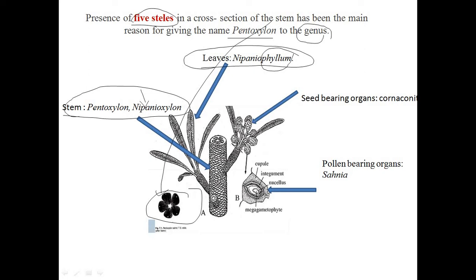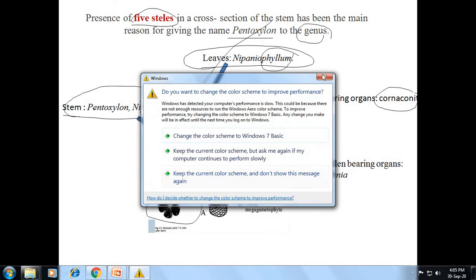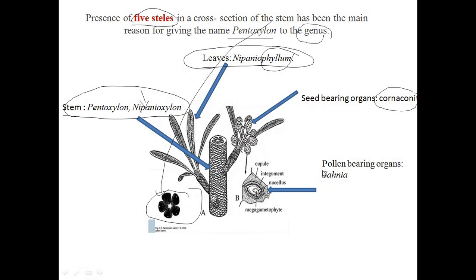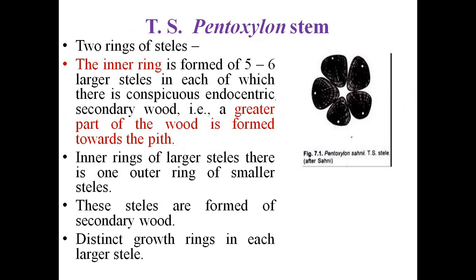Then seed bearing organs are studied by the name Carnoconites, and the pollen bearing organs are studied under the name Sahnia. So this is the Sahnia, and you can observe the 5 steles here. In this diagram also you can observe the 5 steles. That's why the name is Pentoxylon.